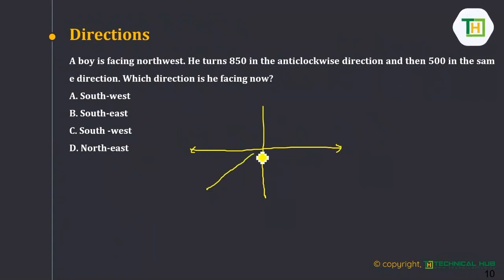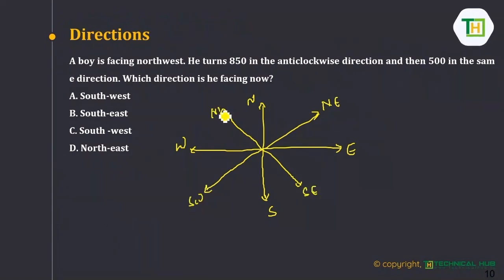Four are main directions, and the remaining 4 are subordinate directions. The main directions are east, west, north, and south. The remaining 4 are cardinal or subordinate directions: northeast, southeast, southwest, and northwest. Between two main directions, the angle is 90, and between two subordinate directions, the angle is 90. Between one main direction and one subordinate direction, the angle is 45 degrees.